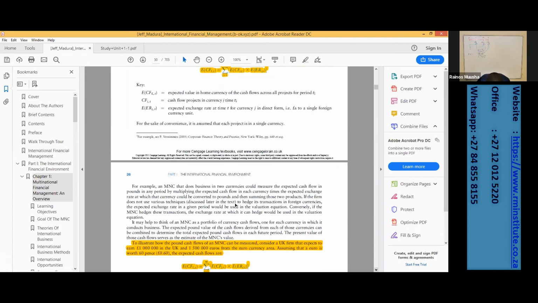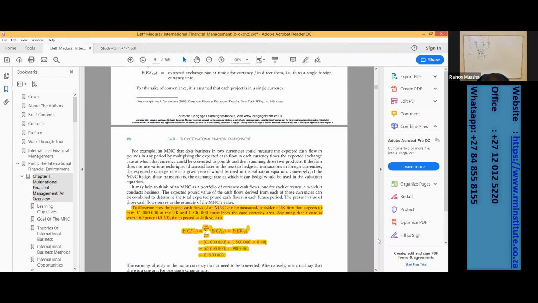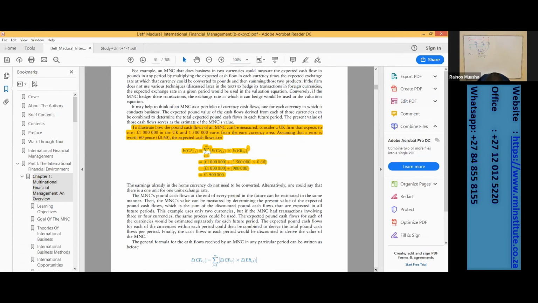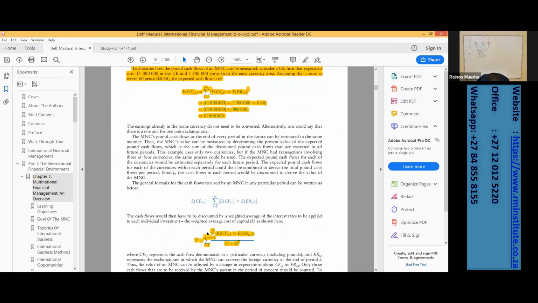Then, once you find what the expected cash flow is, to find the value of the firm you determine how much the expected cash flow is in your domestic currency, then you discount it back to present value.